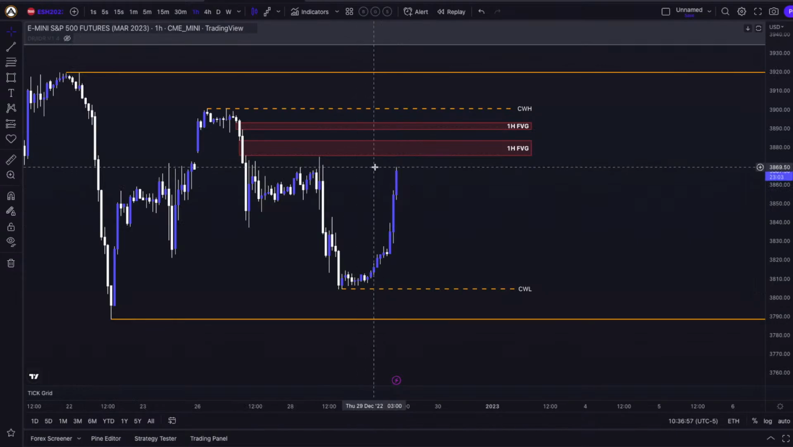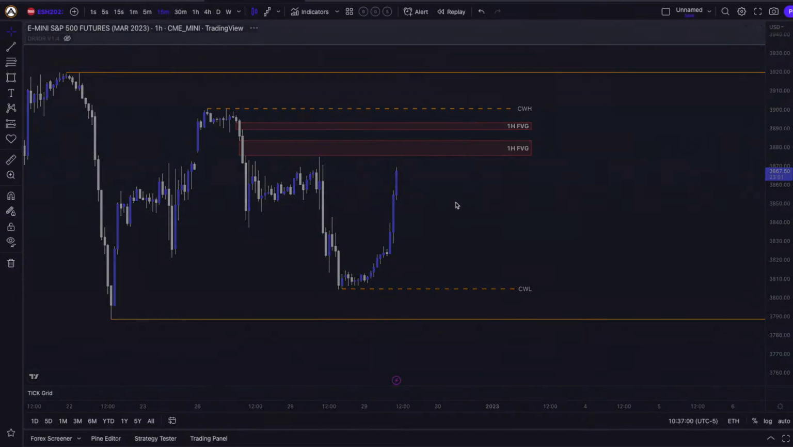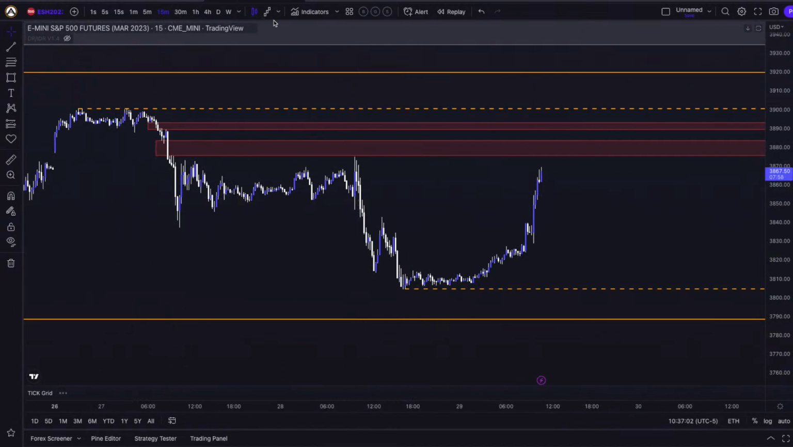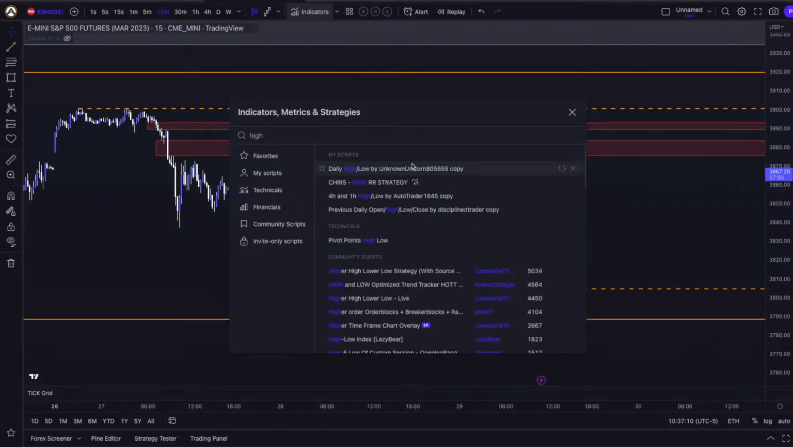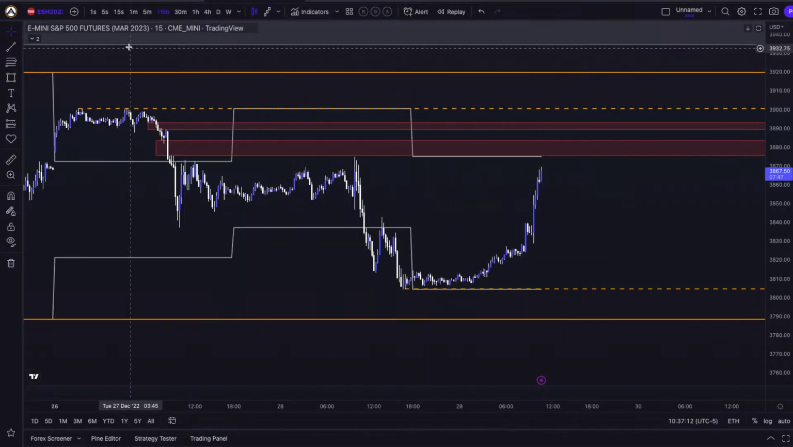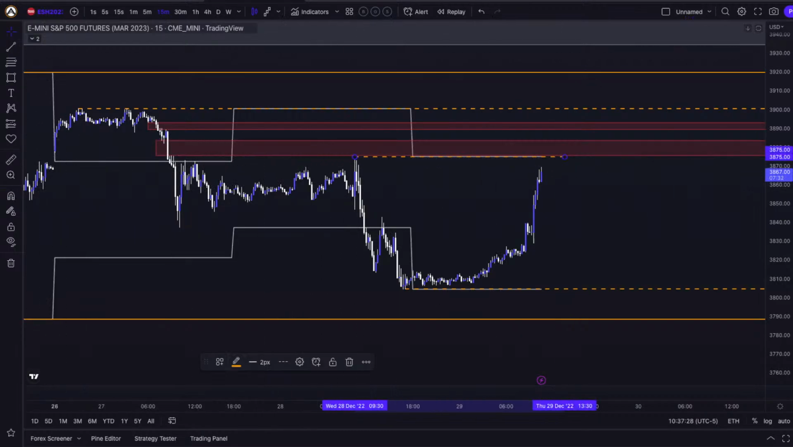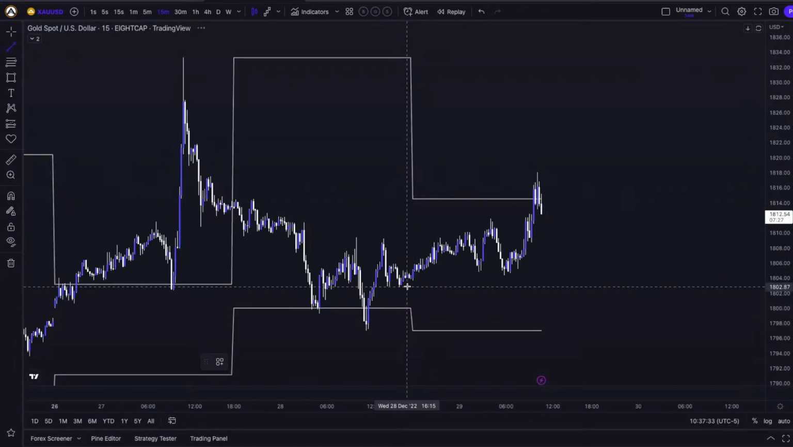So now we are going to go down to a 15-minute time frame. We are using an indicator called high low by unknown unicorn, I think. That's one I always use to check for our previous day high low without any troubles. So right here above this 1 hour fair value gap that we just drew up, which is also lining up with a 15-minute fair value gap, we would have our previous day's high. And right here we have our previous day's low, which also hasn't been taken out.